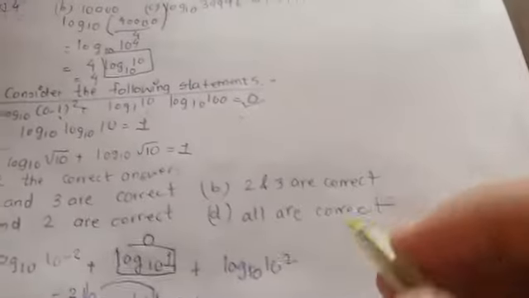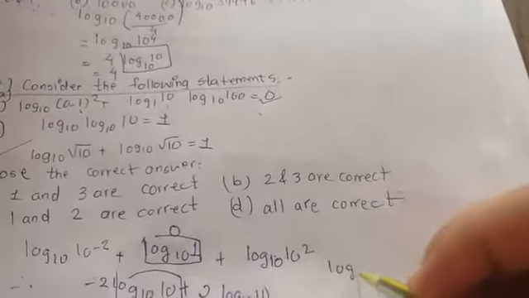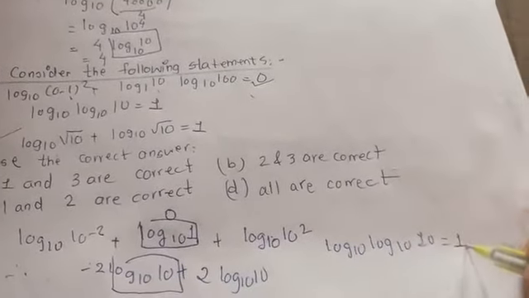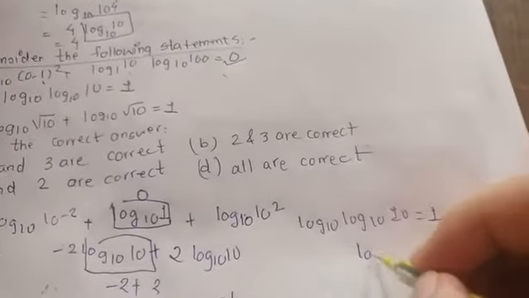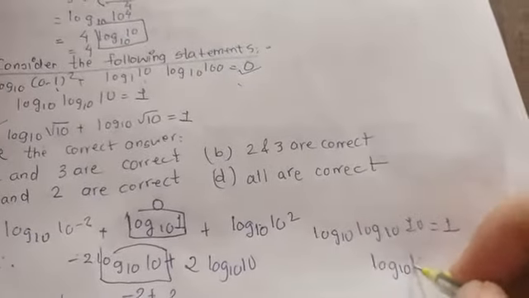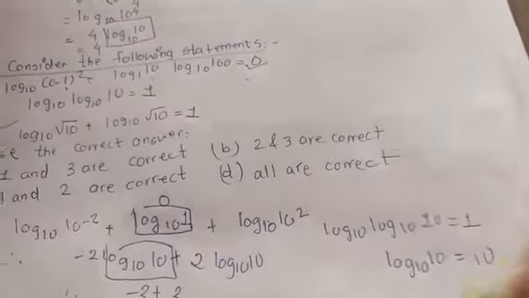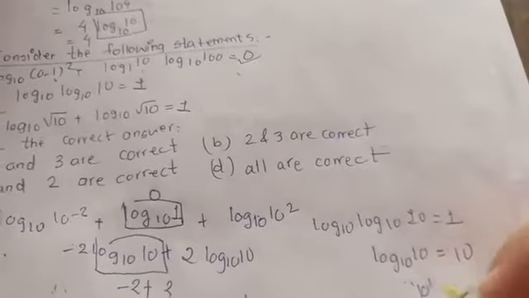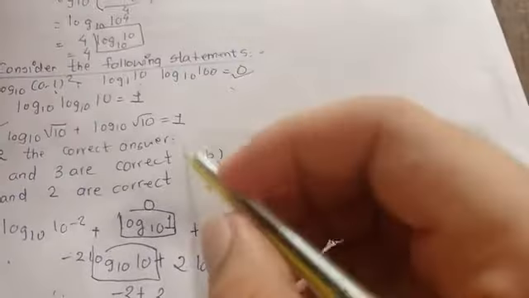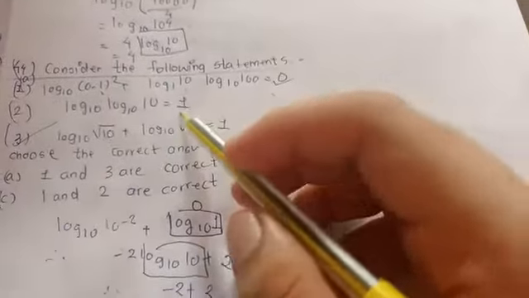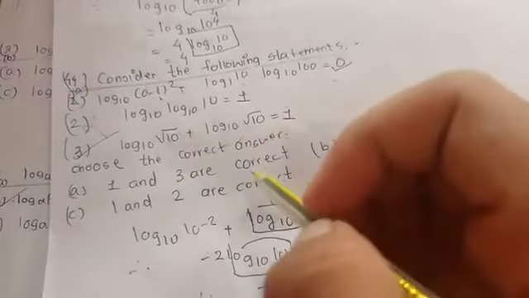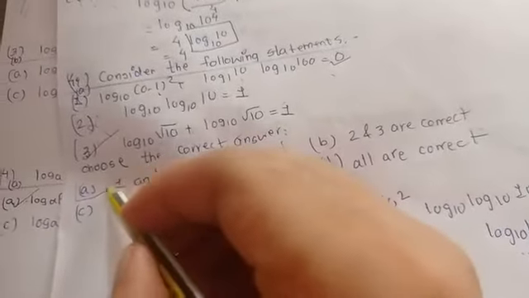Now we see alternative 2, which is log to the base 10 of log to the base 10 of 10 is equal to 1. Having this in exponential form, we write this as log 10 to the base 10 is equal to 10. Now again writing this in exponential form, we get 10 raised to 10, but here the answer is given as 1, so alternative 2 is not correct. So we find that only 1 and 3 are correct, so the correct option is A, 1 and 3 are correct.